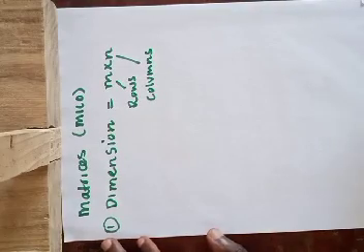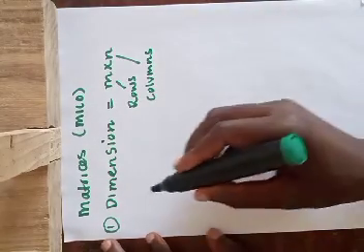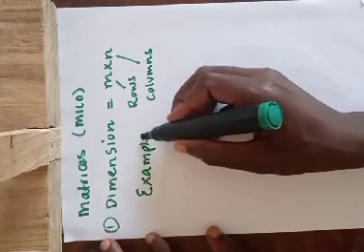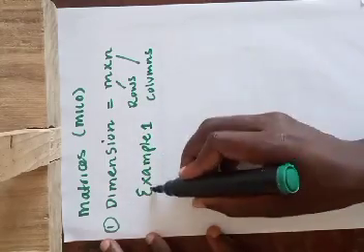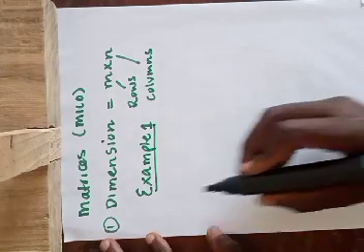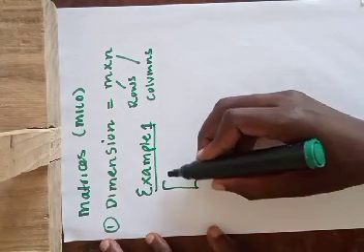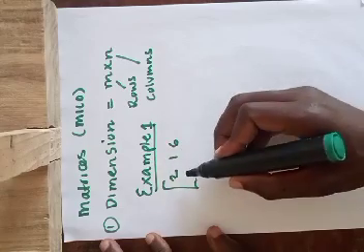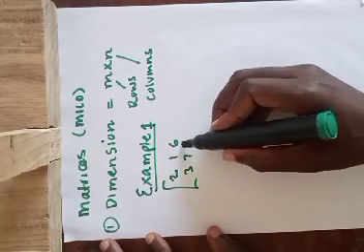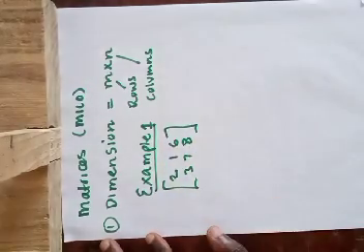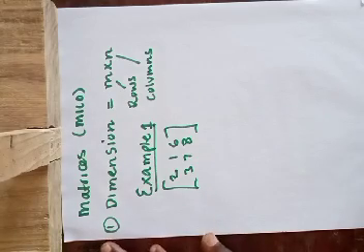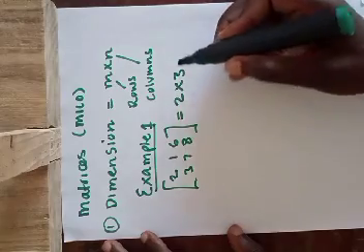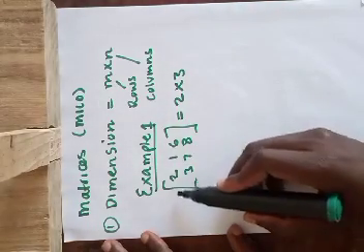So how do we determine the size of a matrix? Let's look at an example. Example 1: let's say you have a matrix in the form of 2, 1, 6. We can also have 3, 7, 8, like that. Ideally, when you look at this, this is a 2 by 3 matrix. Why?